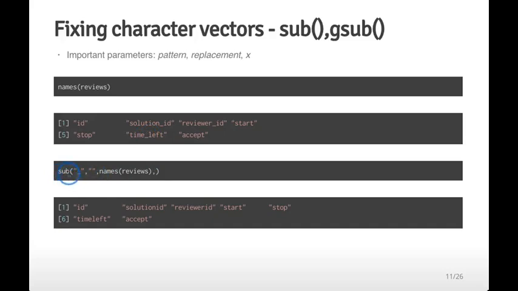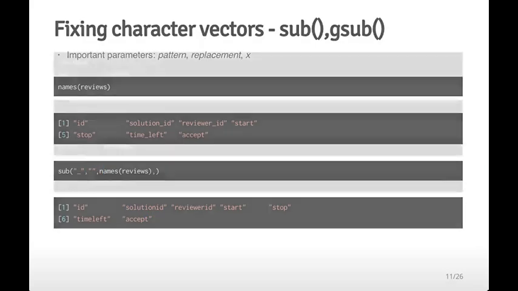So if you apply sub to the vector of names of the reviews, you can say take the character underscore and replace it with nothing in each element of this character vector of names of reviews. And so what you get instead of what you saw originally, where you have underscores in several of the names, is that the character has been deleted because we replaced it with no space at all. You could also replace it with a comma or a period or whatever else you want, and then you would end up between solution and ID with whatever character you had placed in the replacement value.